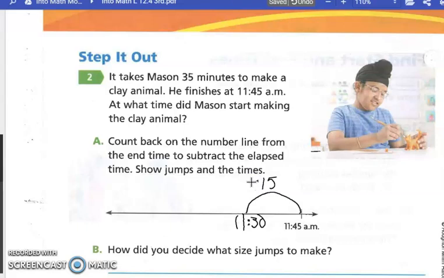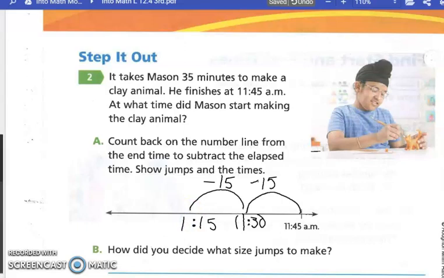Now, what if we go another 15 from 11:30? Where are we going to be? We're going to be on the 3, so that's going to be 11:15, right? So now we're at 11:15, and we're going to subtract another 15 minutes. Why couldn't we jump 20? We could have just jumped a half an hour, couldn't we?